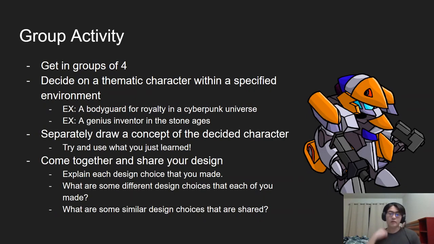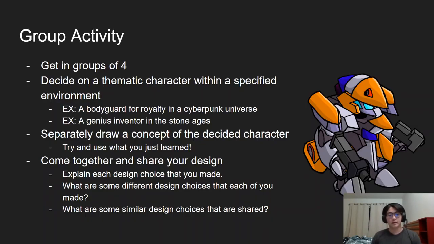Now, moving on, we're going to have a group activity. First, get in groups of 4, and then decide on a thematic character within a specified environment. For example, maybe you want to talk about a royal bodyguard in the cyberpunk universe, or even a genius inventor in the Stone Ages. Whatever you decide, agree on it and discuss different details surrounding what this character would be.